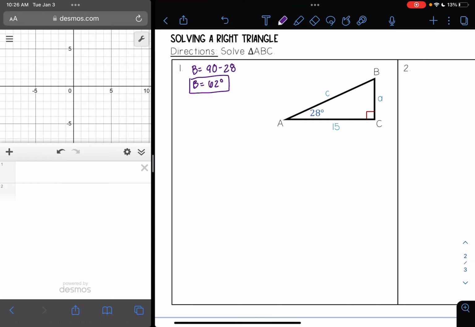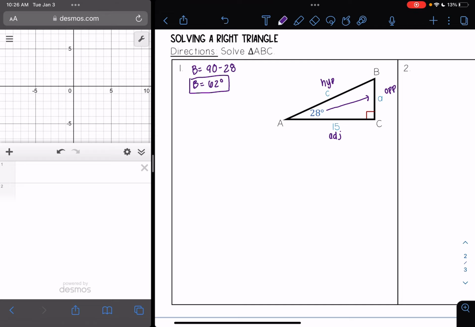So we have the one measurement. Now I need to find sides A and C. So to do that, I need to use my trig functions. Here I'm given the angle 28. So I want to go ahead and first label what my different sides are. I know the side opposite of my angle is my opposite side. The side opposite of my right angle is my hypotenuse. And the side adjacent to my angle is my adjacent.